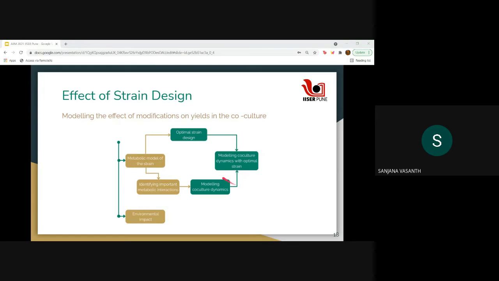Finally, we would hope to plug our optimal strains into the dynamic model to see if the effects of the overexpressions and deletions are significant in the co-culture setting by comparing the butanol yield.